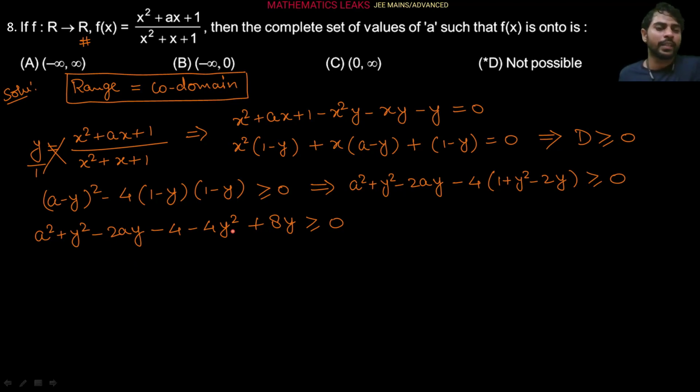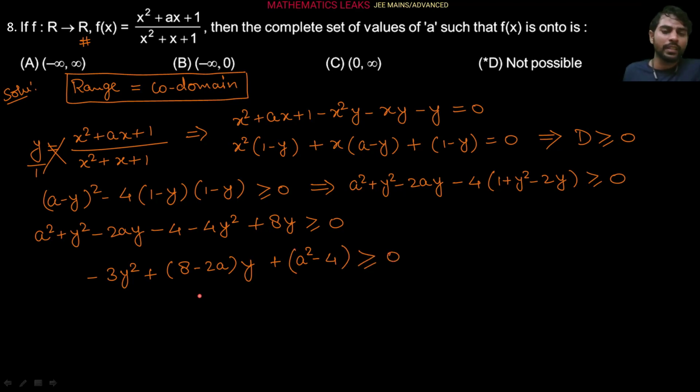Now this is also a quadratic in terms of y. Let me write this quadratic in a simplified manner. y square minus 4y square gives minus 3y square, and taking y common, we get (8 minus 2a) into y, plus a square minus 4. This must be greater than or equal to 0. Now you can see this is a quadratic in terms of y, and the leading coefficient is negative, which means the graph will be a parabola opening downward. So this expression should always be greater than or equal to 0.